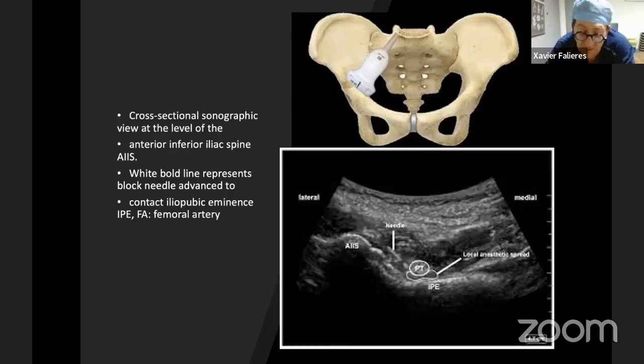And you will see this tendon going up with some hydro dissection first. When you are at a good place, you can give 20 milliliters of local anesthetic. It will definitely work very, very well.